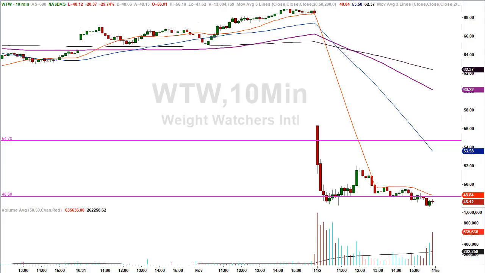The next one we're going to take a look at is Weight Watchers. The stock closed yesterday all the way up at $68.49. The stock was getting whacked at the open. We identified two levels, 54.70 and 48.68. The 54.70 just flat out didn't work. Even if I go down to a 1-minute chart, it just cut through the level like a hot knife through butter, which is precisely why we use stops.